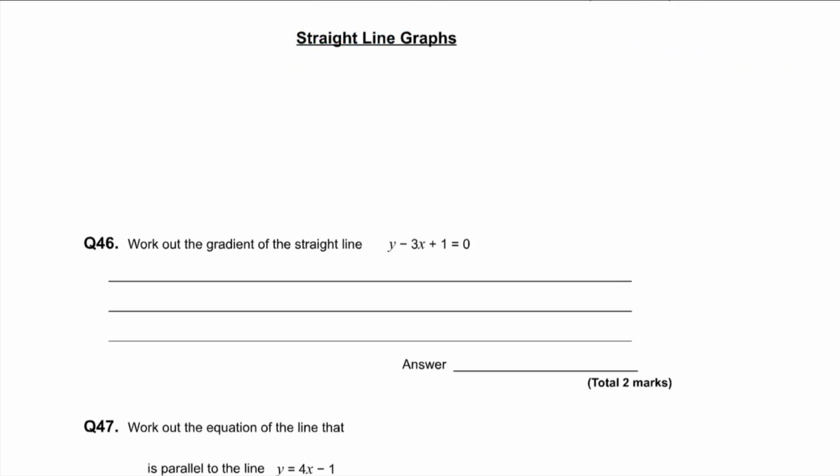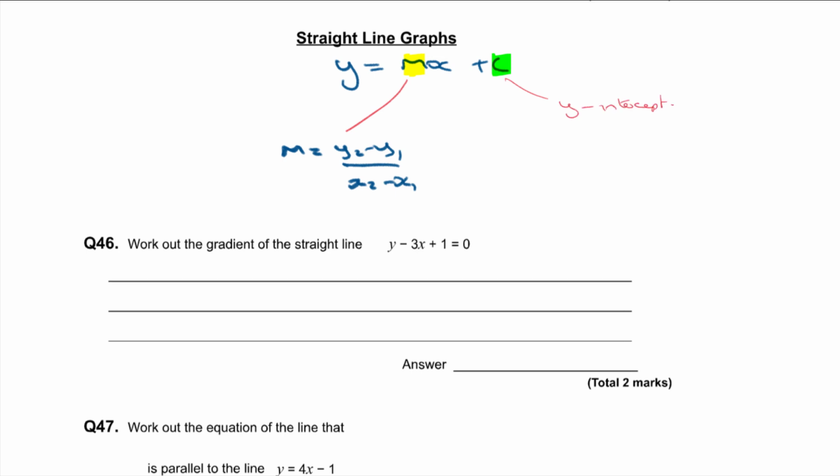What do we need to know about this? Well, we need to know about y equals mx plus c, the general form of a straight line graph. You need to be able to find m and c from a graph. m is going to be y2 minus y1 over x2 minus x1. If you've got coordinates, that's a nice way of working it out. c is going to be your y-intercept, so you should be able to find that from a graph. You should be able to find m from two coordinates, or it might be given to you.